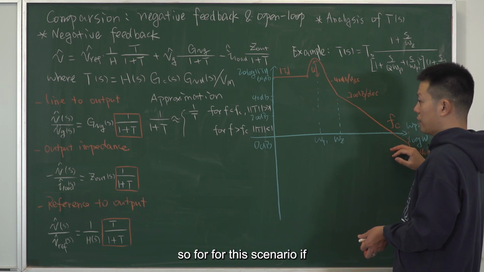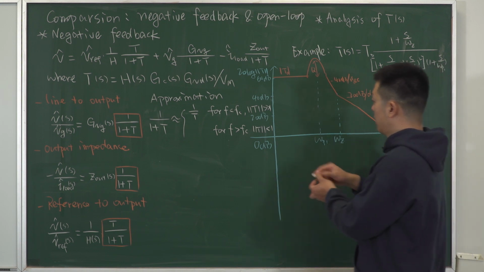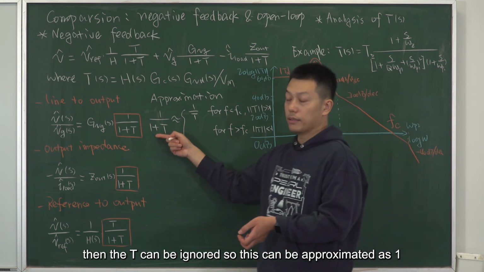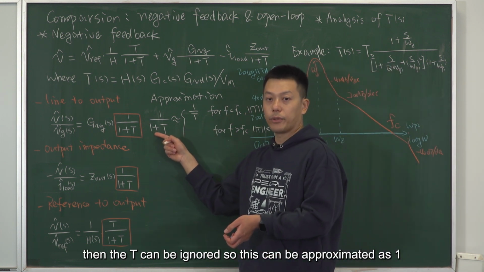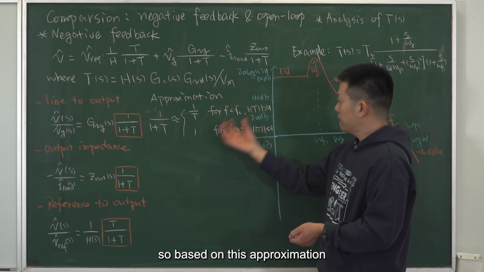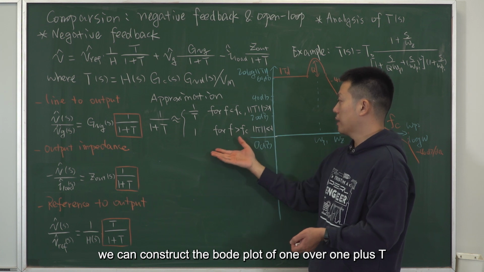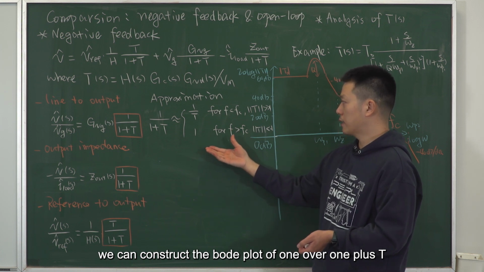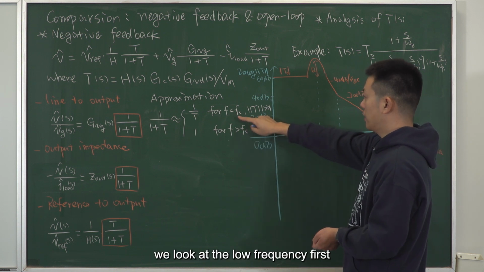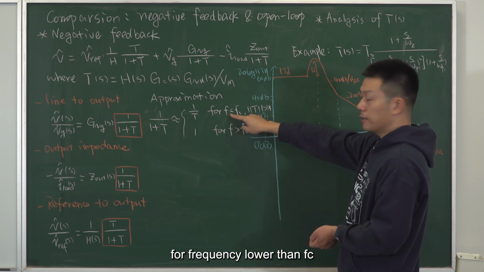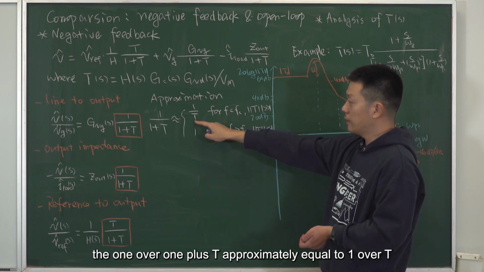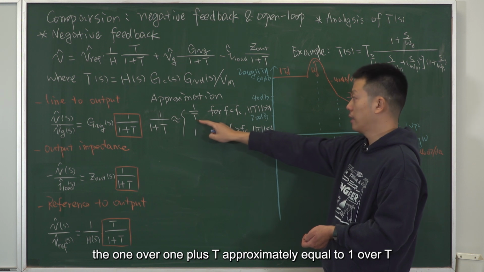So for this scenario, if T is much lower than 1 at very high frequency, then T can be ignored, so this can be approximated as 1, right? Based on this approximation, we can construct the Bode plot of 1 over 1 plus T. Basically, we look at the low frequency first. For frequency lower than Fc, 1 over 1 plus T is approximately equal to 1 over T, right?